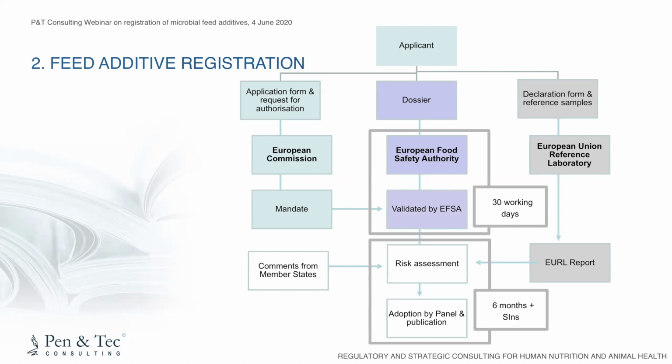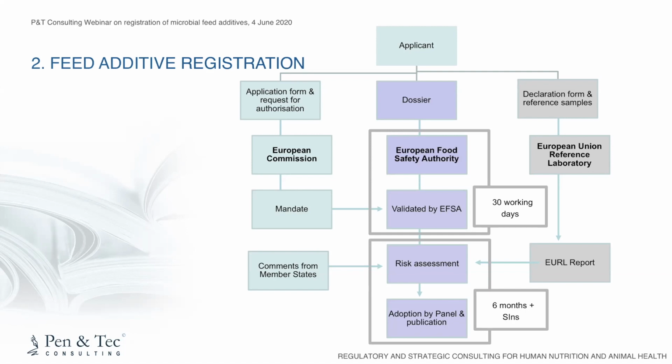So EFSA is responsible for conducting a completeness check within 30 working days. After this period, a risk assessment is performed over 6 months. If necessary, EFSA will stop this clock and ask the applicant for further information during the assessment procedure. The clock will restart as soon as the supplementary information is received. Please bear in mind that there could be more than one clock stop during the evaluation procedure.